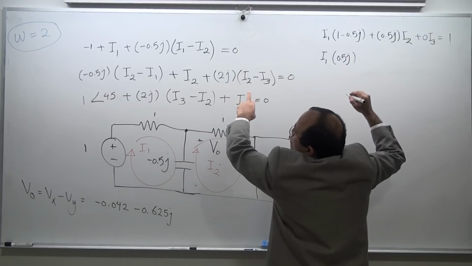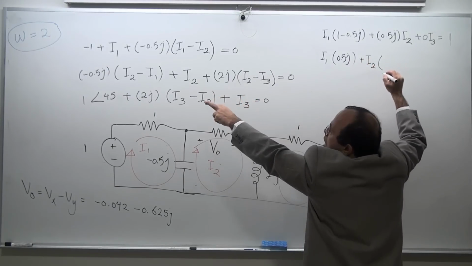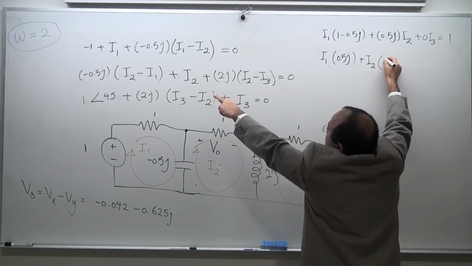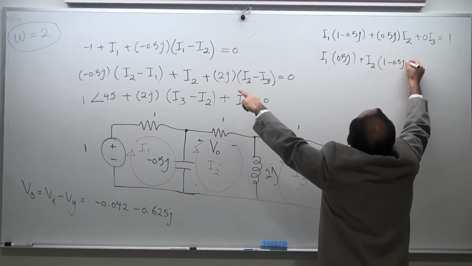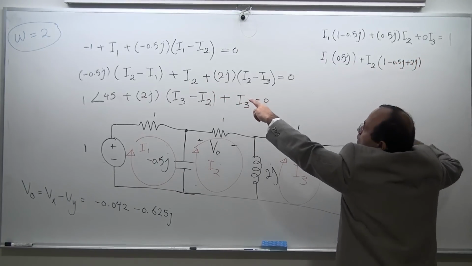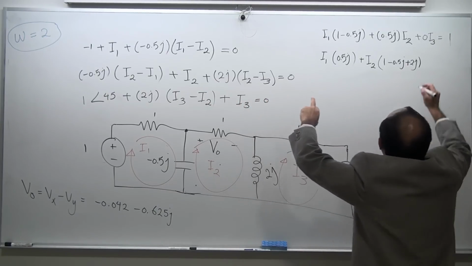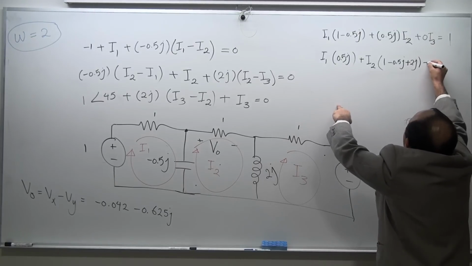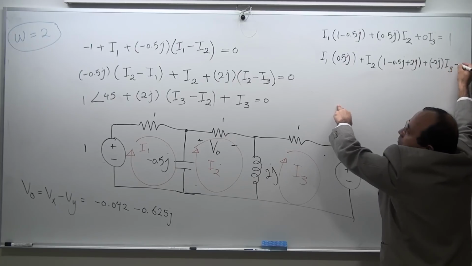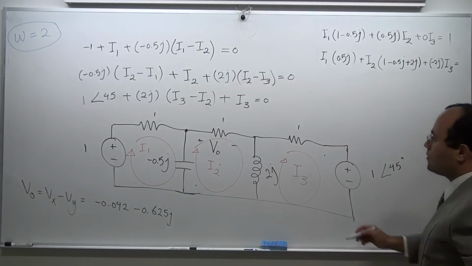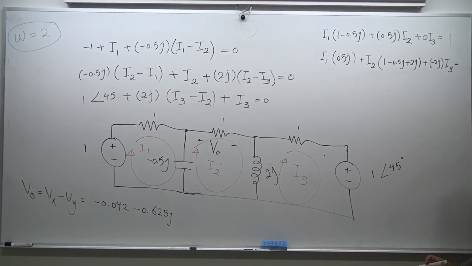Do I have anything else? No. Then I'm going to have I2. I have 1, I have minus 0.5J, I have 2J. So 1 minus 0.5J and 2J. Okay. And then I'm going to have plus minus 2J I3 equal to... Because this loop does not have a voltage source, I can imagine the constant is going to be 0.